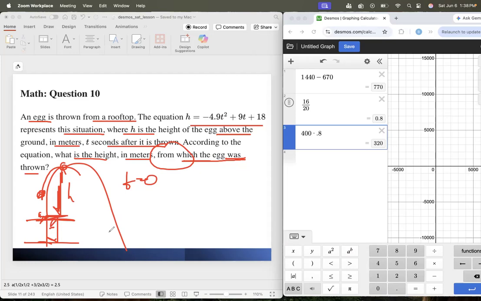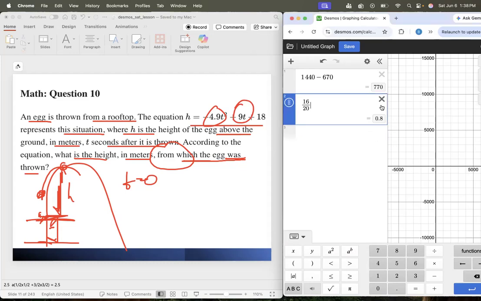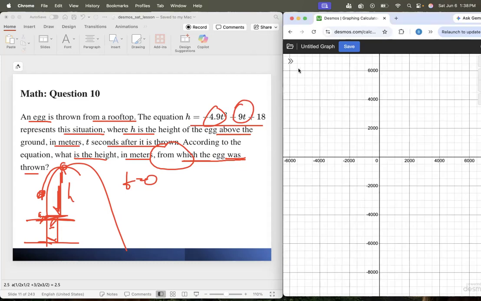When T is equal to 0, HT, all this is gone, all this is gone. And you can see that this is 18. You can put this in Desmos, but I don't feel the need, right? But I can show you. It's straightforward, right? If you put it in Desmos, it's the same thing.